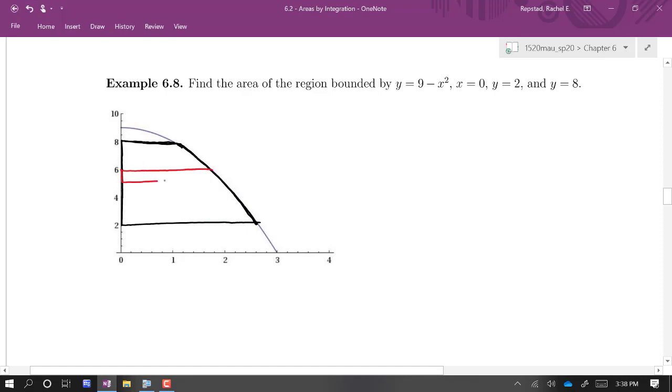Now note that if I use a horizontal rectangle and I imagine sliding this rectangle up and down through the region, the right boundary is always the curve 9 minus x squared. The left boundary is always the line x equals 0. And so that consistency means that drawing horizontal rectangles will work. The width is a delta y width, and I need this length. This length is, of course, going to be the x-coordinate of the curve, but I need to get that as a function of y. So let's do that first. Let's find x in terms of y for that curve.